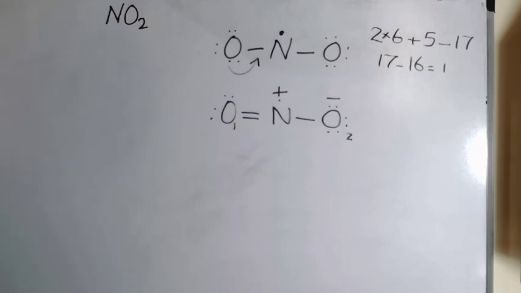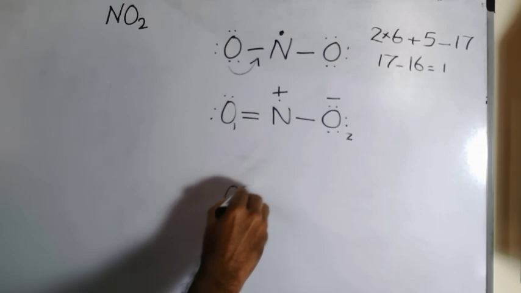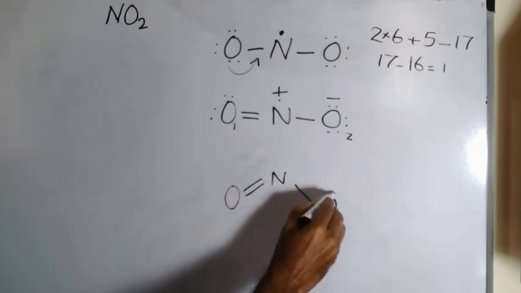Now let us consider the geometry of the molecule. Because of this 1 electron on the center nitrogen atom, it creates some repulsion on the bonding pair electrons. So this molecule takes a bent shape.